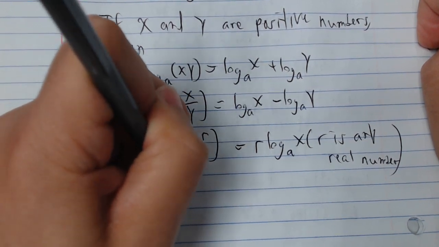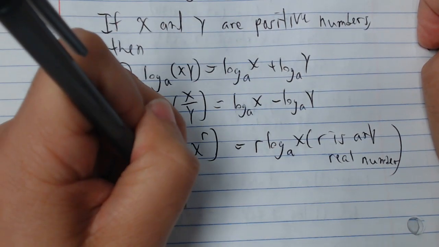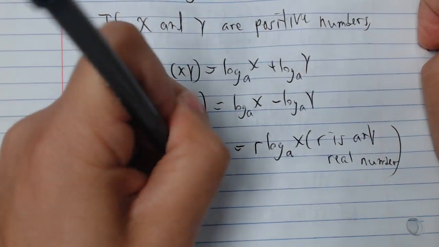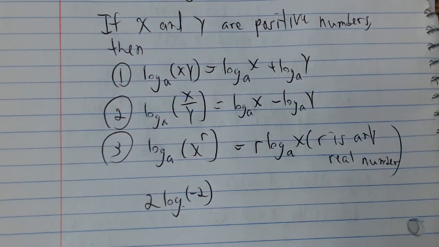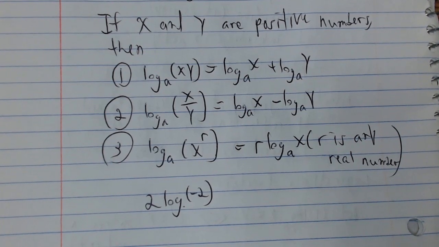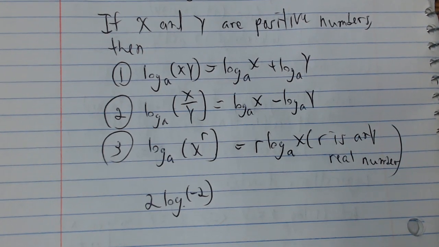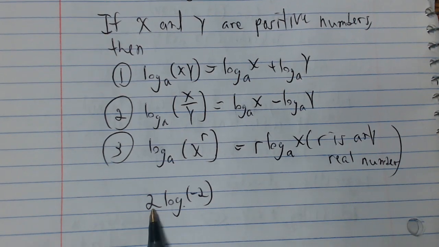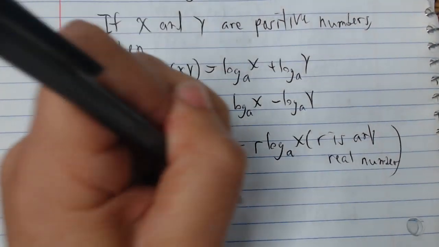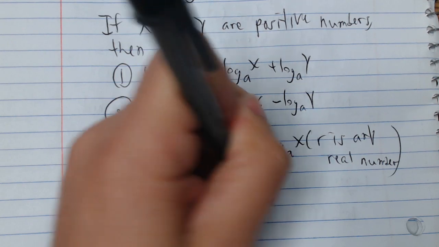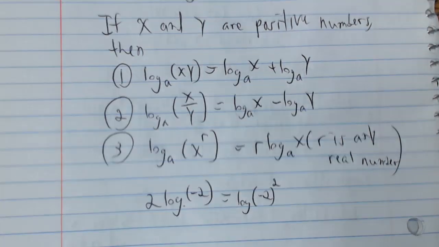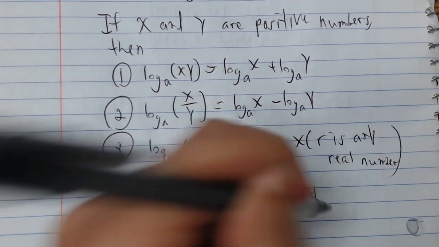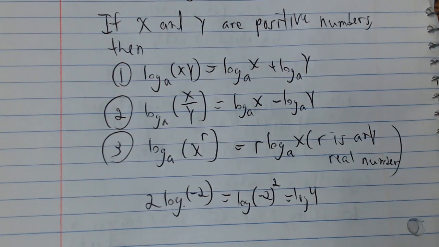What if I have something like this? 2 of log base, I don't know, let's just leave it as 10, of negative 2. And he basically told me, you're telling me that this is undefined, which is correct, this is undefined. But then the point he was making is, can't I use this property and move this 2 up there and say this is log base 10 of negative 2 squared, which then becomes log base 10 of 4, and shouldn't that all of a sudden work?